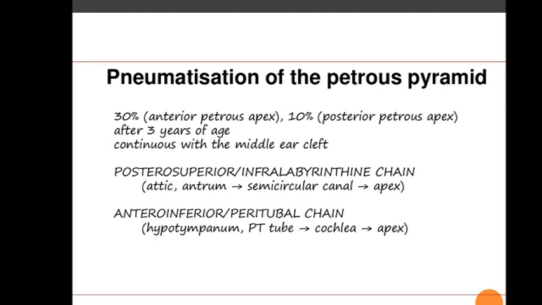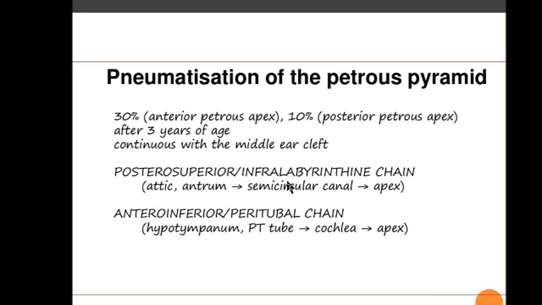Normally, just like you have pneumatization of the mastoid, you have pneumatization of the petrous apex. This is nothing but the type of air cells that are present in the petrous apex, and thereby the drainage pathway of the petrous apex. It can be posterior superior part or anterior inferior. That means pus formed in the middle ear can reach the petrous apex by either of the two ways.